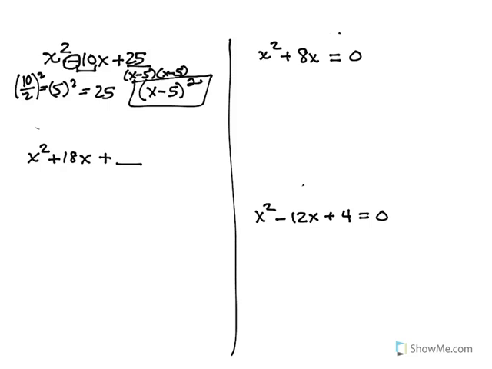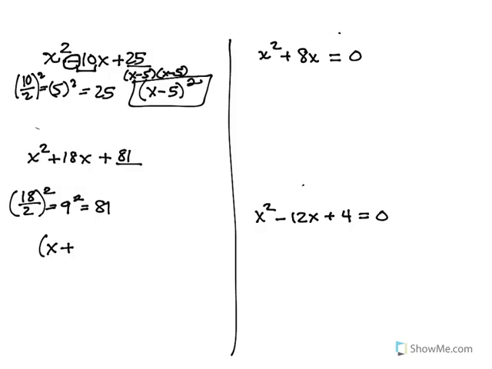So how do I do that? I take half of 18 and I square it. So what is half of 18? 9. 9 squared is 81. So when I do that, I have now created a perfect square trinomial. As long as your math is correct, it's always going to factor the same.